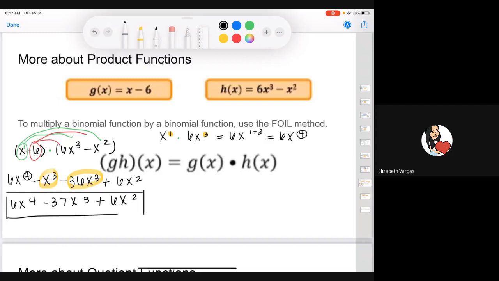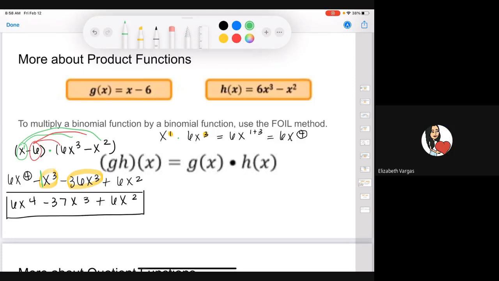Okay. Any questions about this one? Miss, do we just add the 36 and x? The 36x cubed and the other x cubed, add those together? Yes. Yes, you do. Because this would have an imaginary 1 in front of it, right here. So you would add those together. Yes?